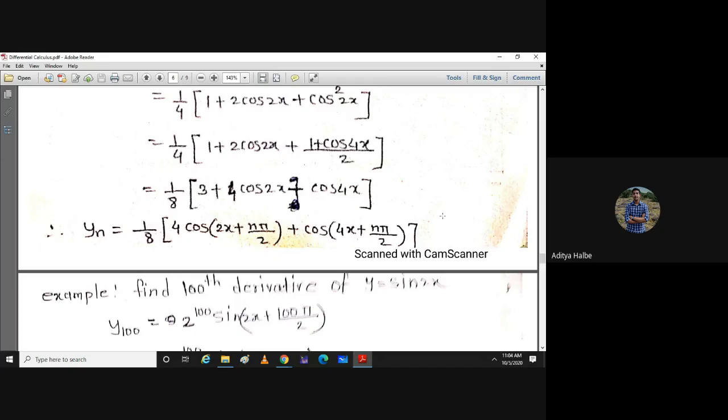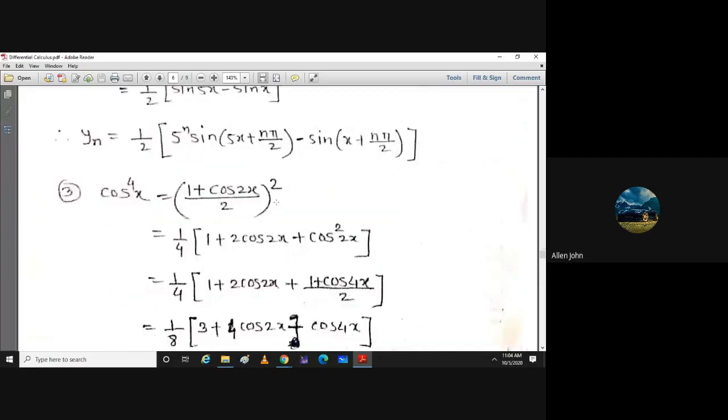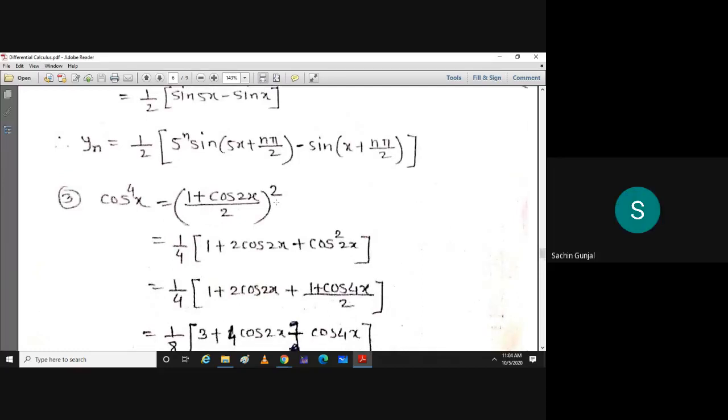Can you repeat? Sir, can you just show me the upper part of the page, sir? Just scroll up just a little bit. Yes, sir. Okay.